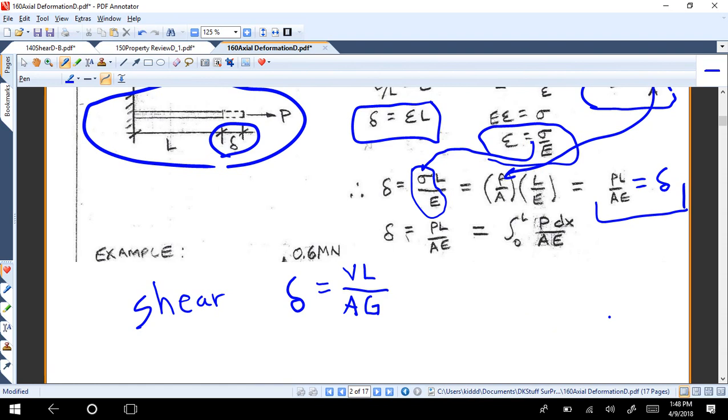And all you're doing is taking PL over AE and adapting it for shear. So P changes into V, which really doesn't mean much of anything. They're both loads. But the important one there is that E changes into G. You don't use the modulus of elasticity, which for stretching and compression, that's for normal and axial type loads. You use the shear modulus, G. So you've got to remember to do that. So you could go ahead and use that approach on our example here as well, and it would have worked just fine.